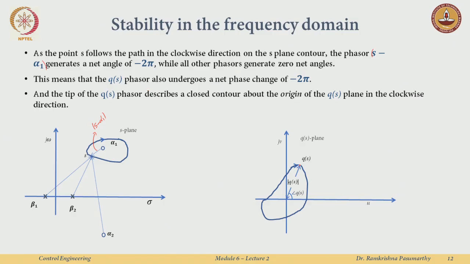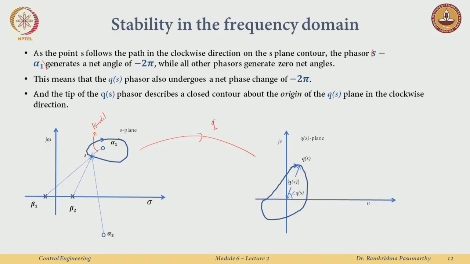If I take a QS here, I know that Q maps the S plane to the QS plane. So if S undergoes a phase shift of 2 pi, then QS also should undergo a phase shift of 2 pi, just from the expression of QS. And the tip of the QS phasor describes a contour about the origin. What happens when S equals alpha 1? This is the origin. So this maps to the origin here.